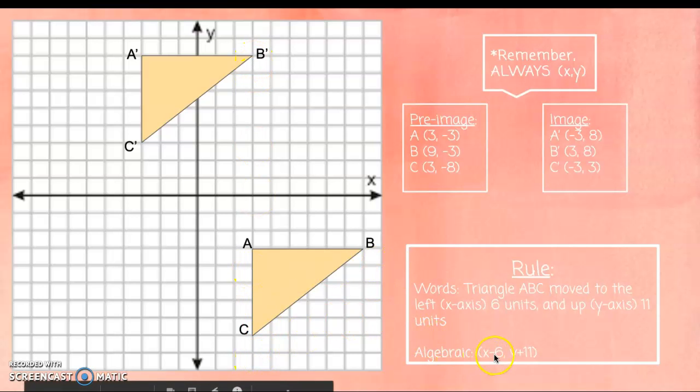So algebraically, I'm subtracting 6 from my x value, so x minus 6, because I'm moving left 6. And I'm adding 11, y plus 11. I'm adding 11 to my y value. Subtracting 6 from my x values, adding 11 to my y values, and that will give me my image coordinates.